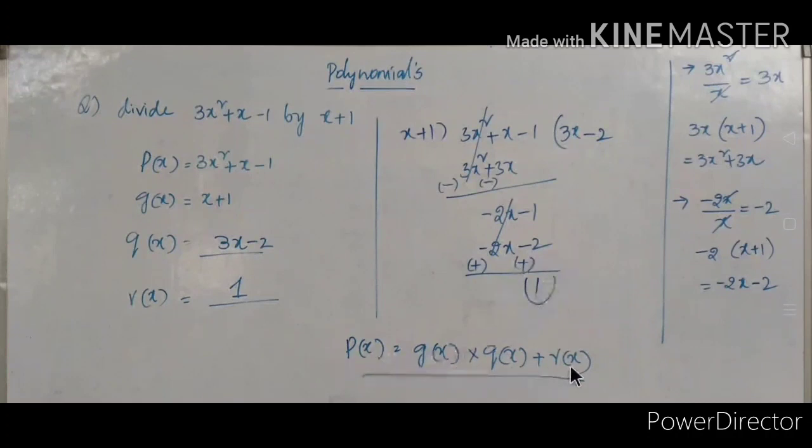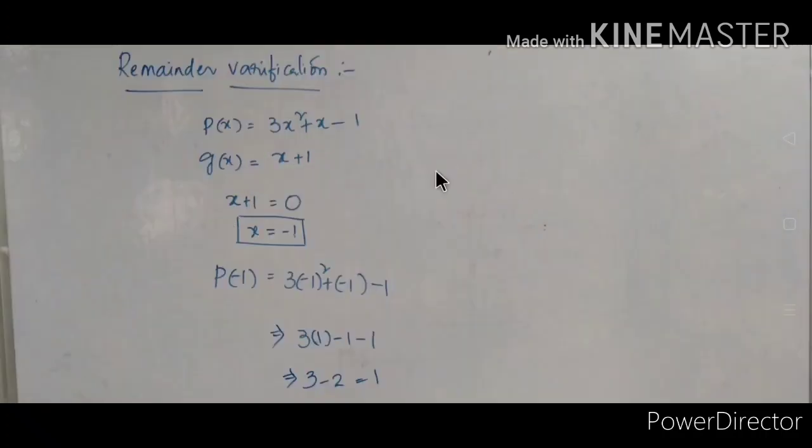This is our division fact rule. Here p of x is equal to 3x square plus x minus 1, g of x is x plus 1. Here our quotient is 3x minus 2 and the remainder is 1. Next step is our remainder verification, that is p of x is equal to 3x square plus x minus 1 and g of x is equal to x plus 1.